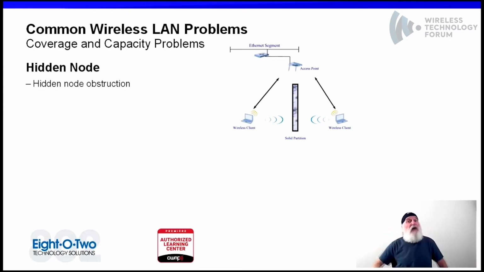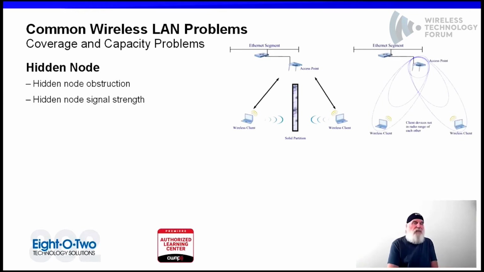So they listen to the air, they contend, they win contention, they don't realize the other one contended, they send the frames, boom, you have a collision or retransmission. Again, this is not good because that's going to impact the performance of the wireless LAN. Another potential one is hidden node signal strength.